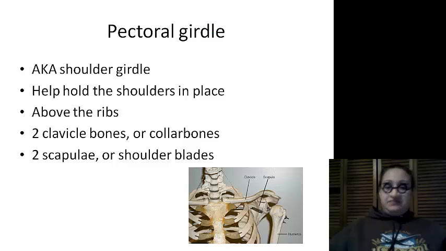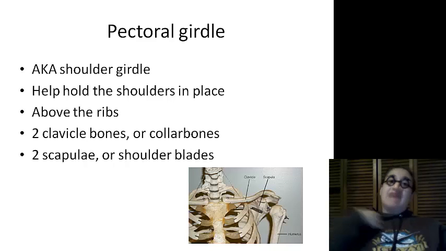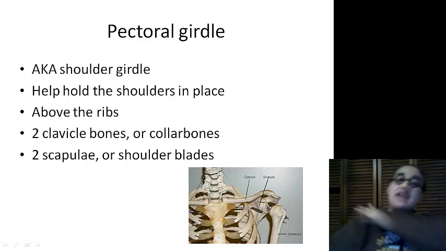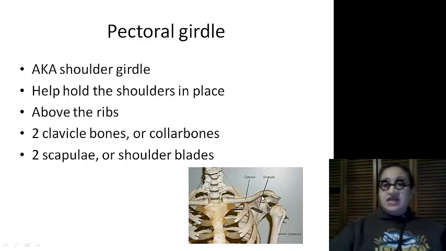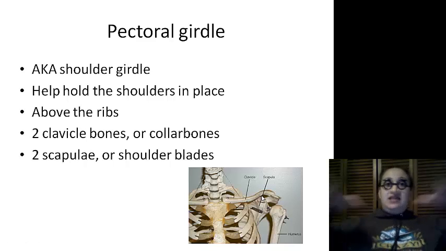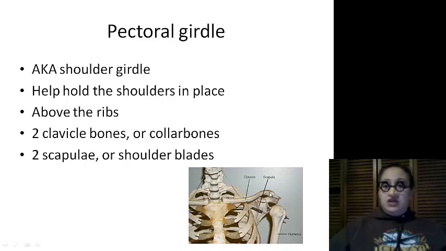Appendicular skeleton, which is going to be our pectoral girdle or our shoulder girdle, talking about our clavicle or our collarbone here, and our shoulder blade or scapula in the back. So again, a girdle wraps around the body, and you typically have two sets that complete a full wraparound. So we have the clavicle here and the scapula going around back.